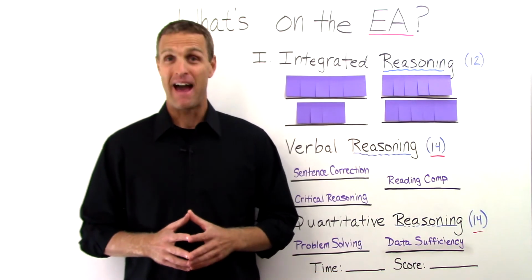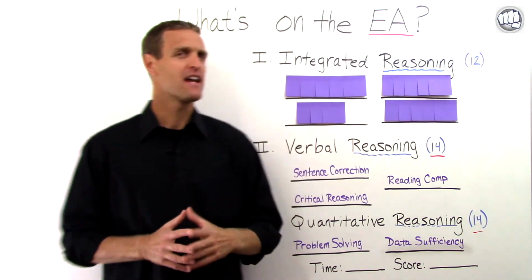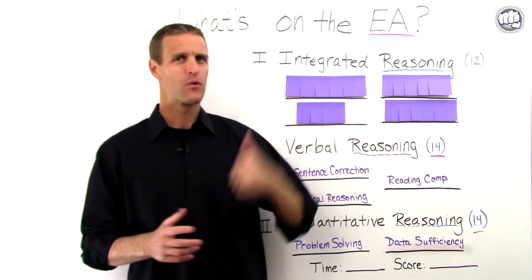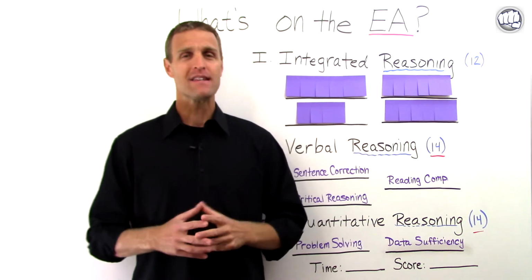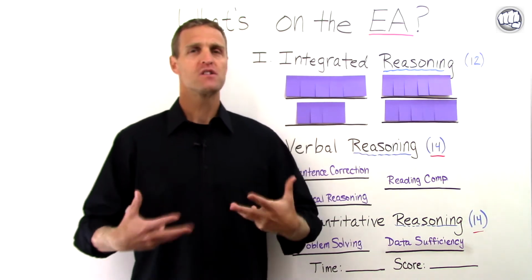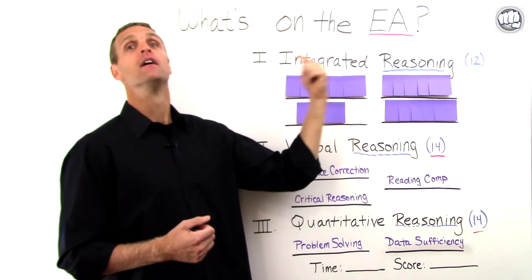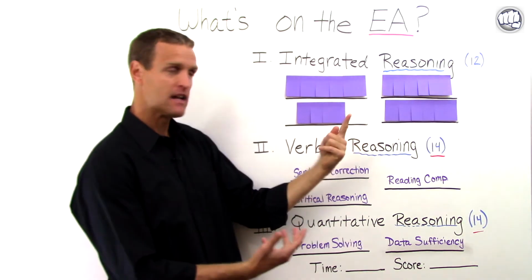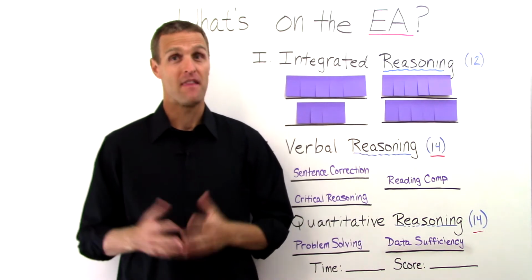Which brings us back to integrated reasoning, right? So verbal reasoning, quantitative reasoning. Why did I leave integrated reasoning for last when it's actually the first section? And the reason is because most of the skills that you need to do well on integrated reasoning, you will learn in the context of studying for verbal reasoning and quantitative reasoning, right? And that's a good thing.